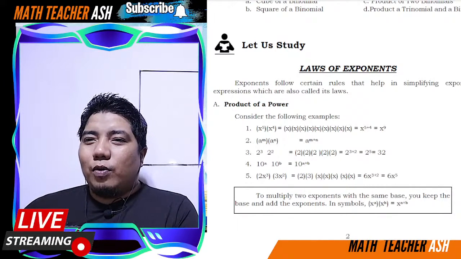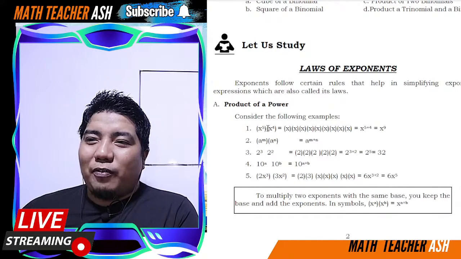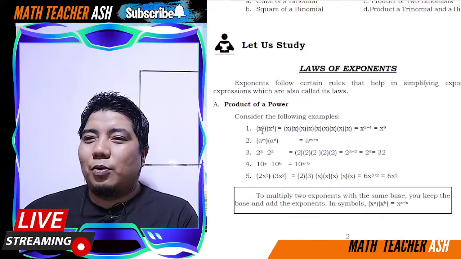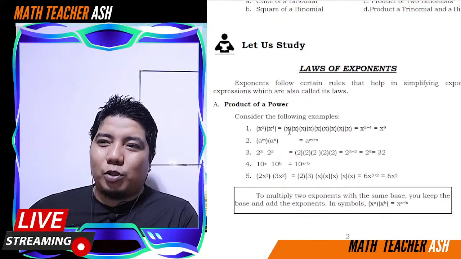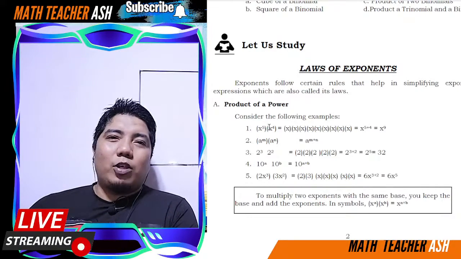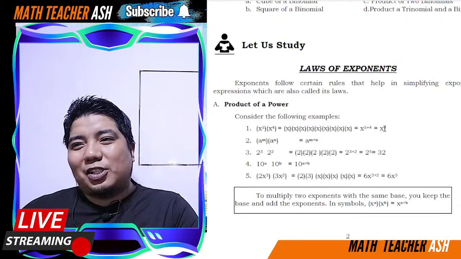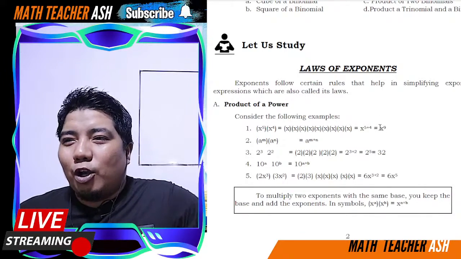Okay, you have here x to the power of 5 and multiplied to the x to the power of 4. So, pareho sila ng base, x. So, you just copy x and then you add the exponent. So, 5 plus 4, the answer is 9. So, x to the power of 9.